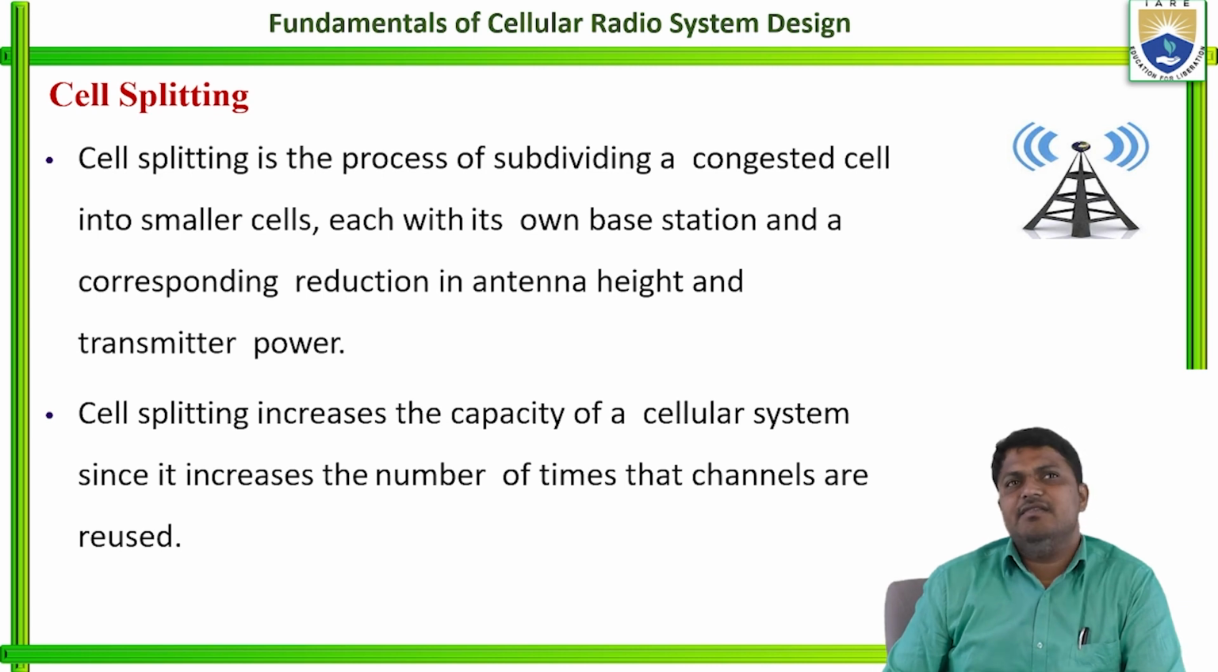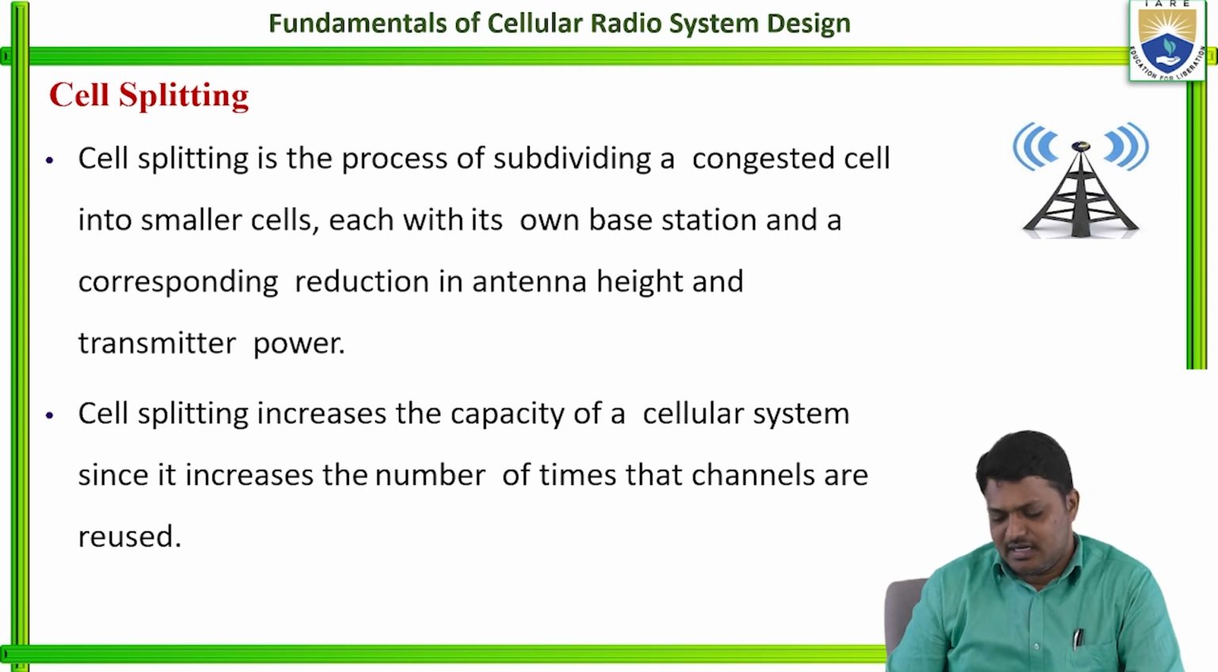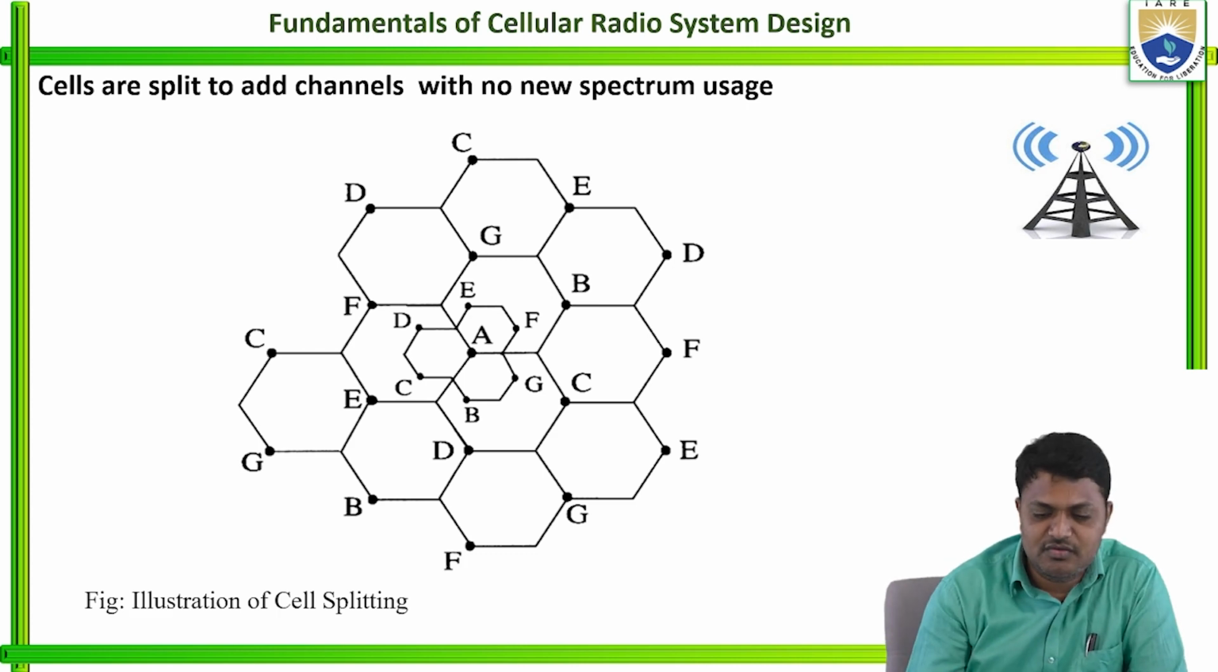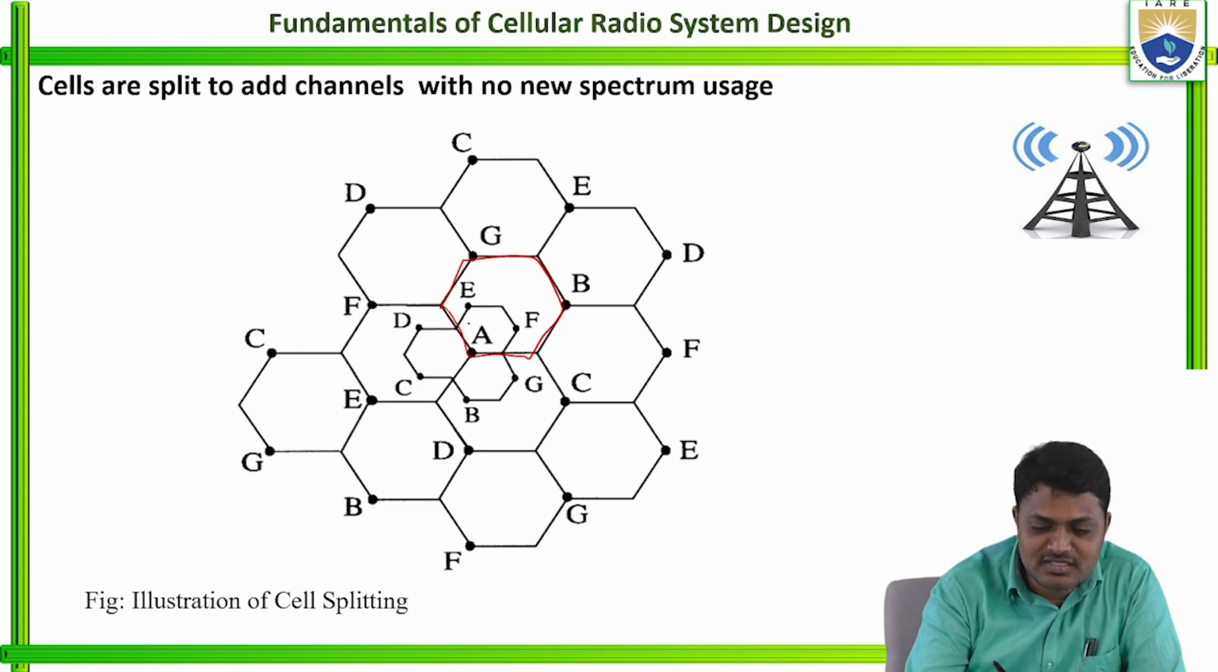Then cell splitting, already discussed: the process of subdividing a larger cell into small cells. And see here, the cell splitting process, how we are doing cell splitting. See here, this is one cell, and we are dividing this complete cell into small cells here. Again one small cell is taken place here. And here also, this is also one cell, and the cell is also divided, with substations, base station here.